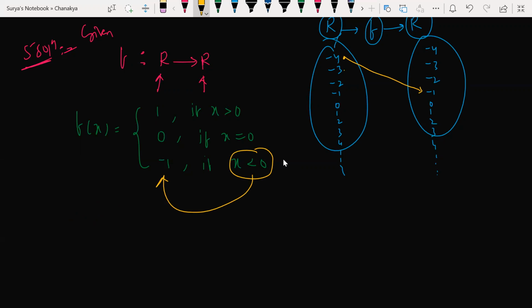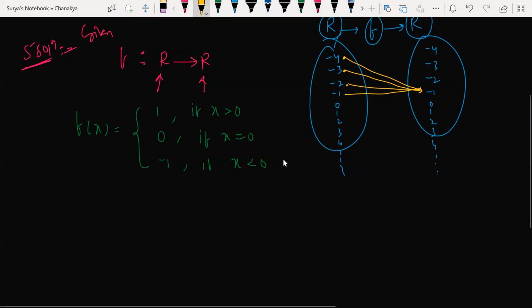Great. Now take minus 3. That is also going to be minus 1. Perfect. Take minus 2. That is also going to be minus 1. Correct? Every negative number is going to map to minus 1 only. Why? Because I'm taking x elements which are less than 0, and that gives me minus 1 as per the definition. Now let's take 0. 0 is going to give me 0. In fact, when the x value is 0, the function is going to be 0. Correct?